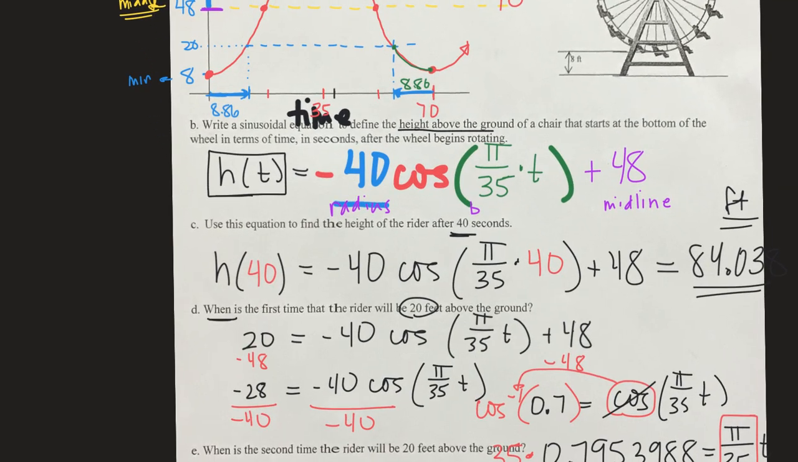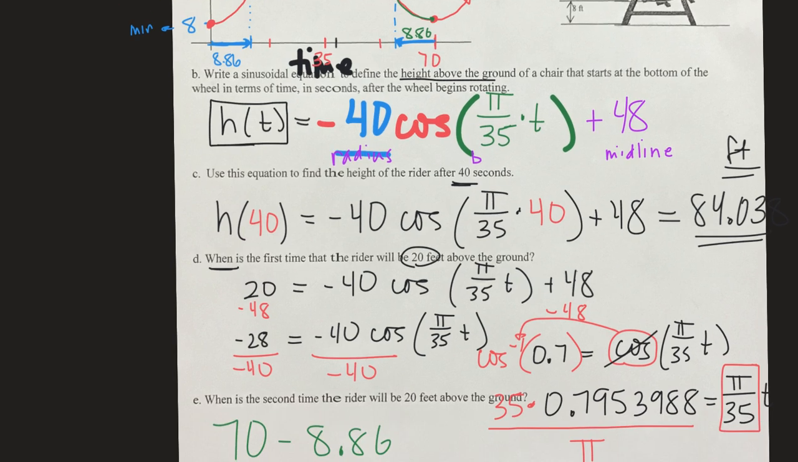So to find the second time, you're going to take the 70 seconds, which is your next time, where you're going to be at 8 feet, right? That's another minimum. At 70 seconds, you're at another minimum value. And if we subtract the 8.86 seconds that it's going to take for you to get from 20 feet to your minimum, that's going to tell us when the second time is that we are at 20 feet. Okay, and that's going to happen at 61.14 seconds.